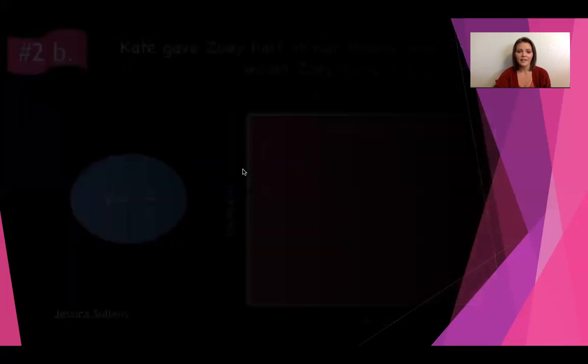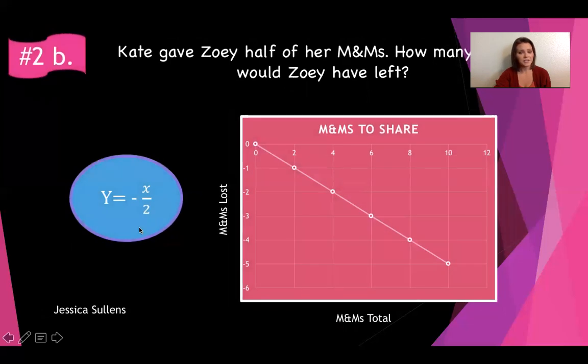All right, if we have another problem, this one almost looks the same, but you can see this negative right here. So our other chart was a positive, it was going up. This one is going to be a negative, so it's actually going down. So what we are going to do is look at our decreasing chart, and if Kate gave Zoe half of her M&Ms, how many M&Ms would Zoe have left?